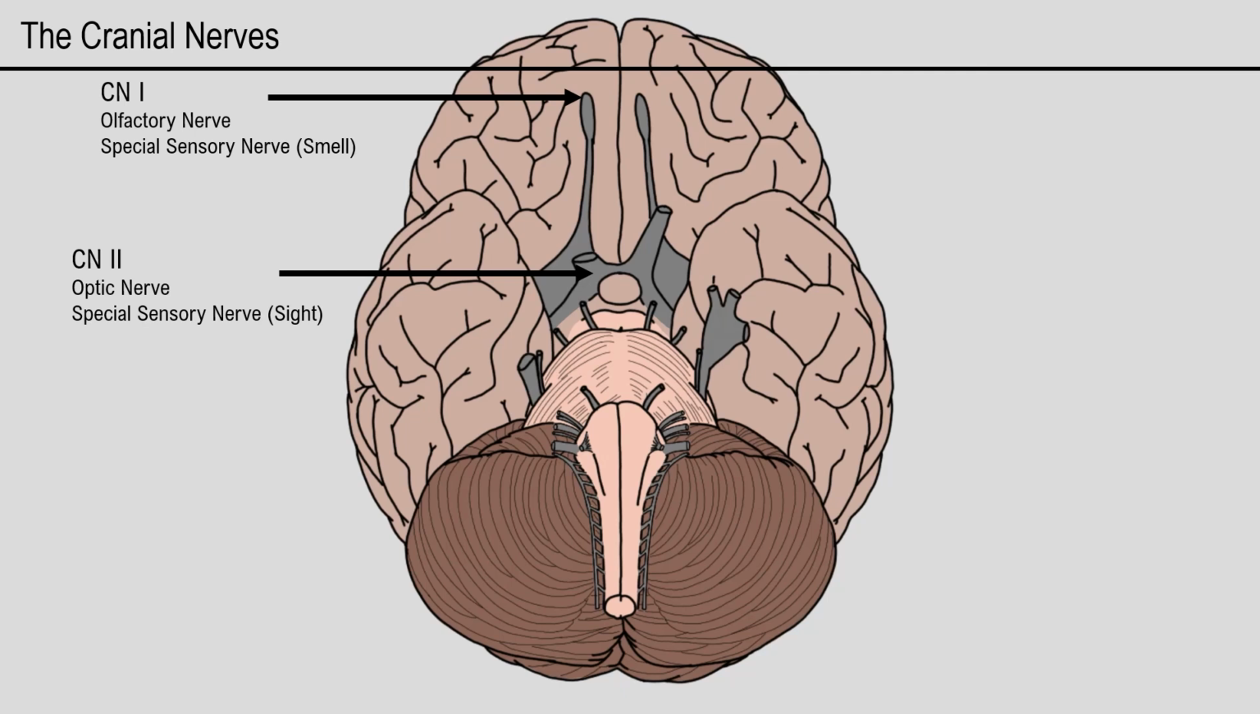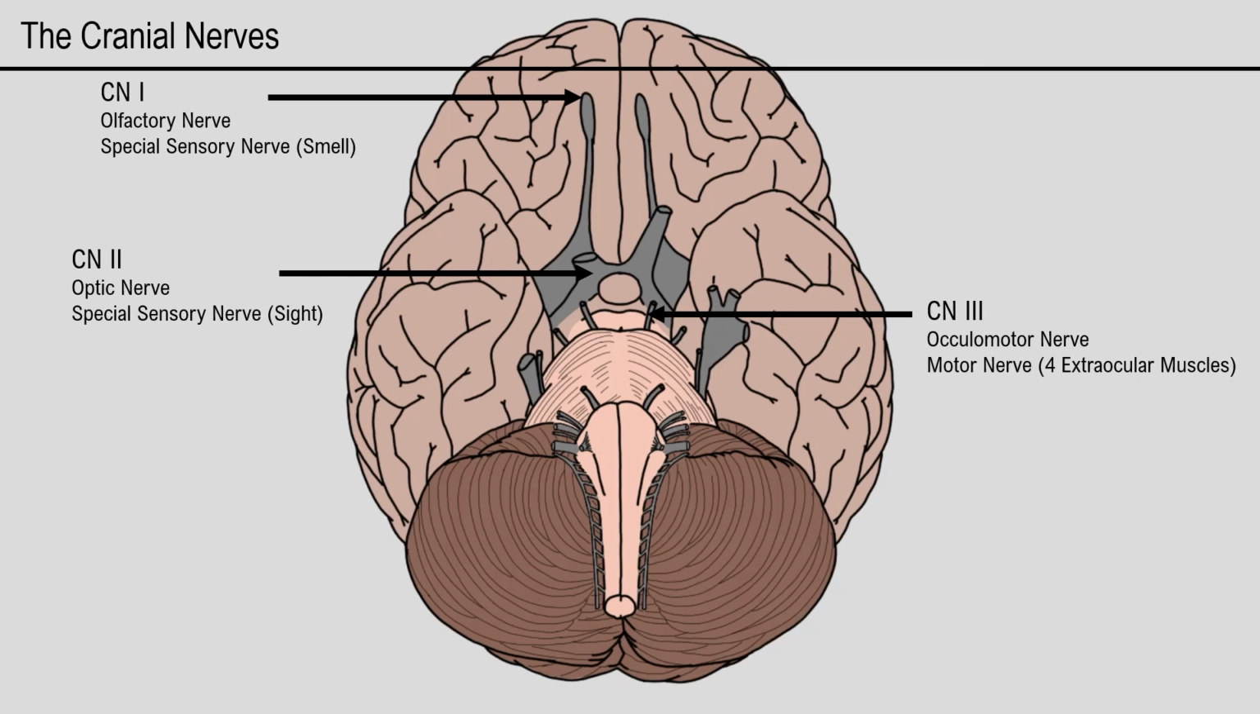Cranial nerve number 3 is the oculomotor nerve. This is the first of the nerves that emerges from the brainstem. The oculomotor nerve is a motor nerve that innervates 4 of the extraocular muscles of the eye. These muscles allow you to move your eyeballs independently of your head.